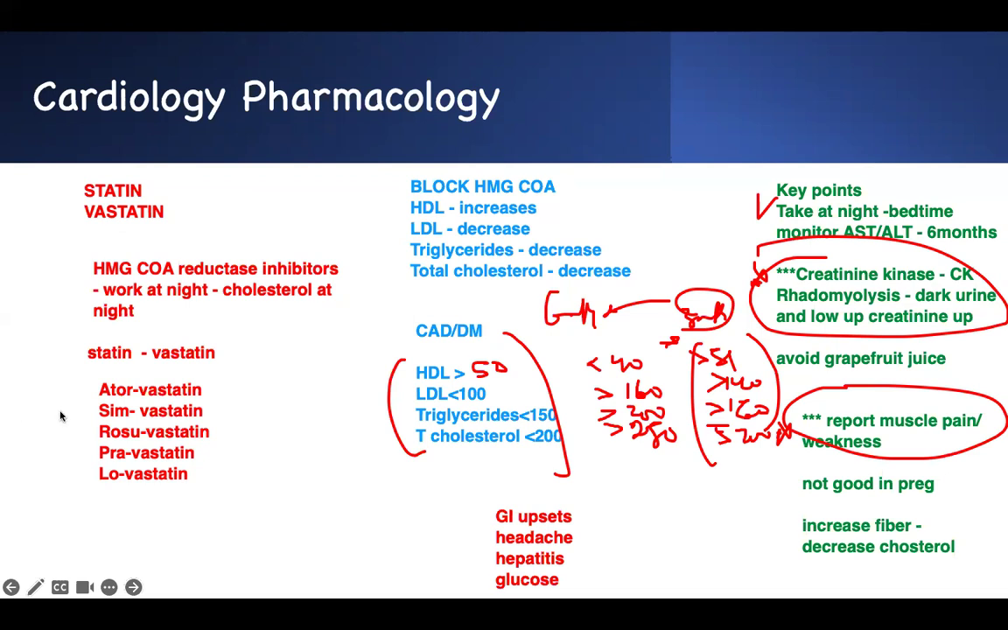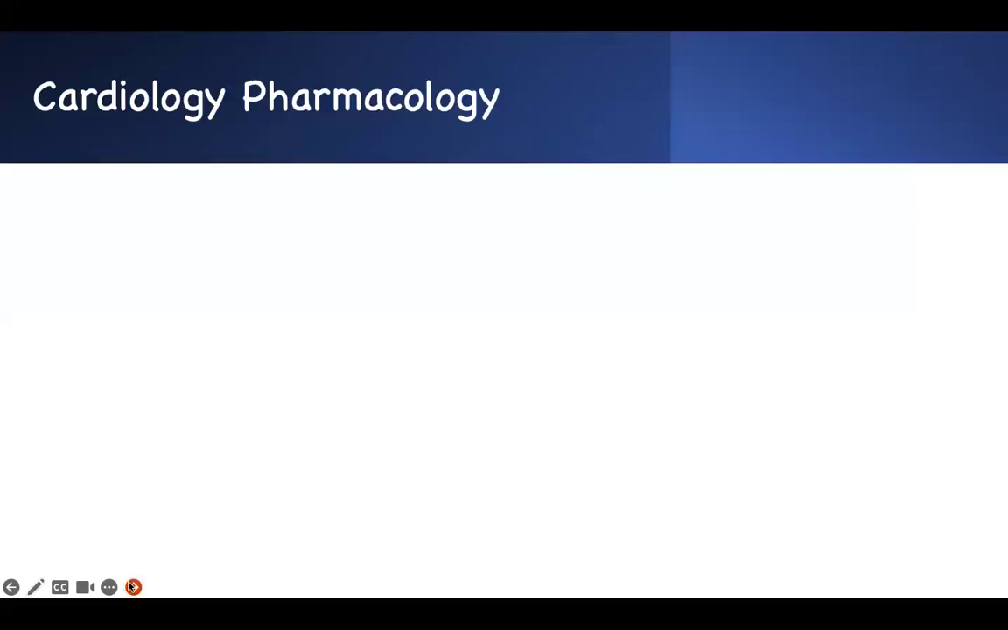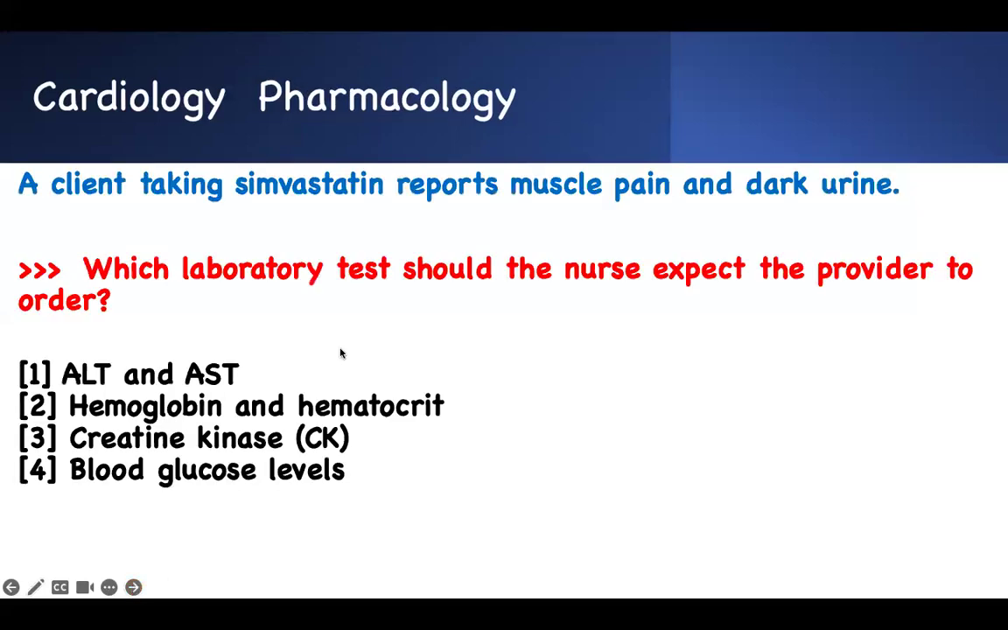So let's show you two questions that are related to this fact. One of them: a client taking simvastatin reports muscle pain, dark urine. Which laboratory test should the nurse suspect the provider to order? The key fact: muscle pain, dark urine. Think about myopathy and rhabdomyolysis. Those are the two things.